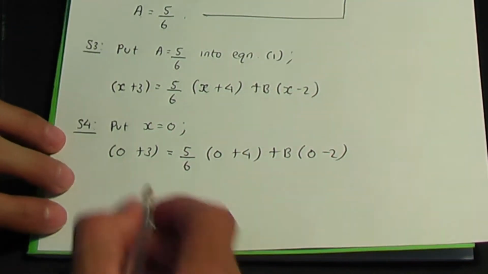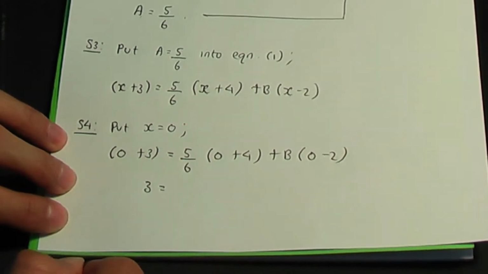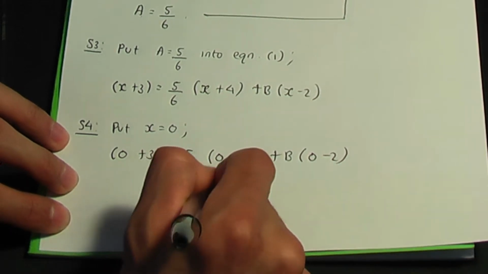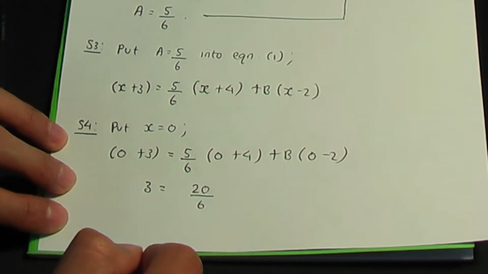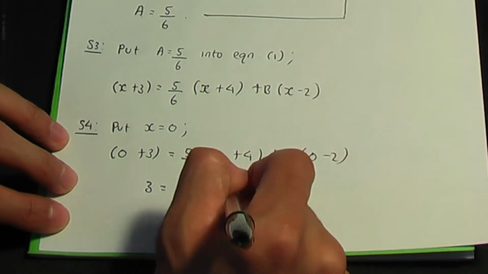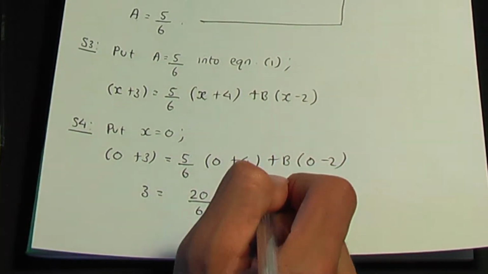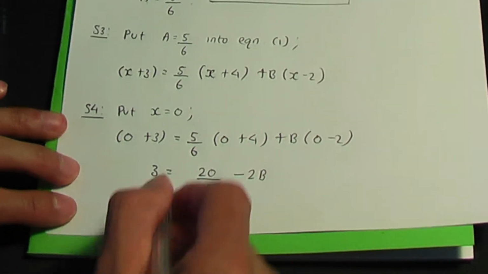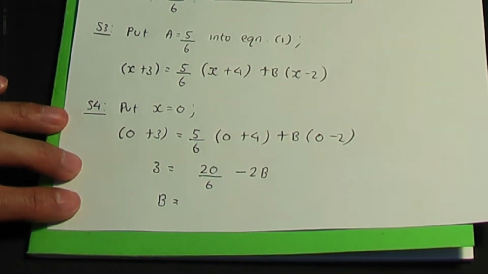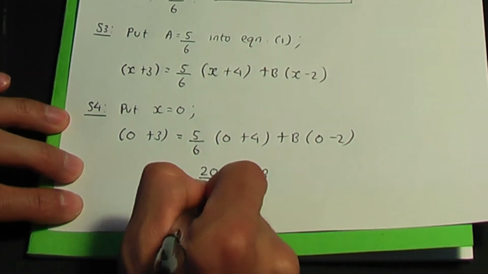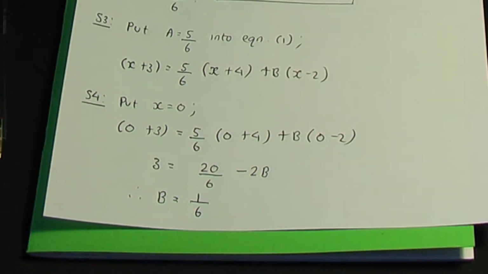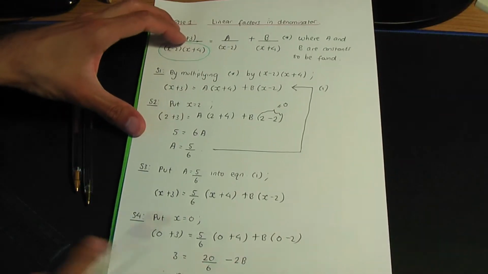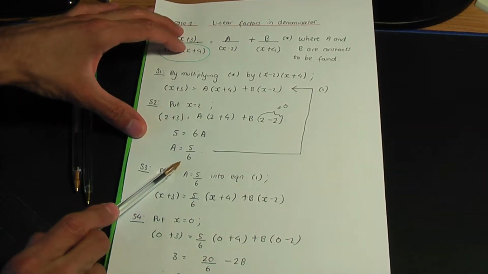And if we simplify this, 0 plus 3 is 3. That is equal to 5 over 6 times 4, so that is 20 over 6. Okay? And minus 2 times b is minus 2b. And if we rearrange this, you might find that the b term, when you rearrange, is 1 over 6. Okay? So that is the constant b. B is 1 over 6, and a from the previous step is 5 over 6.